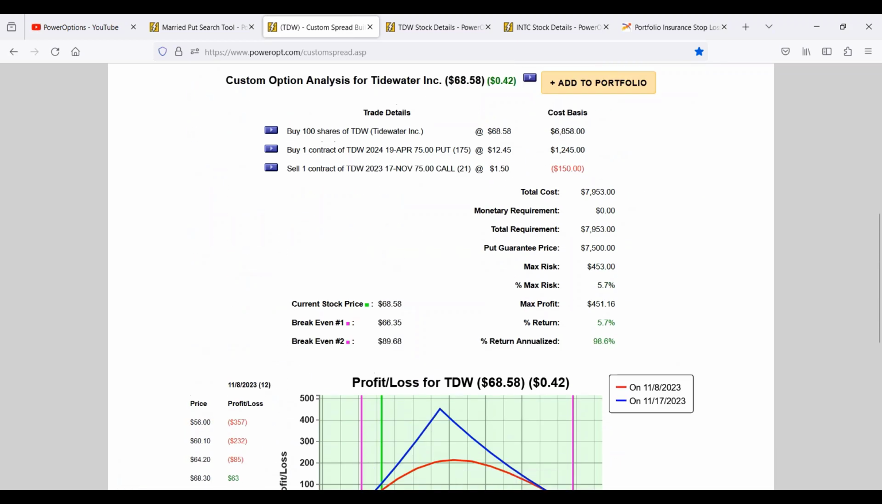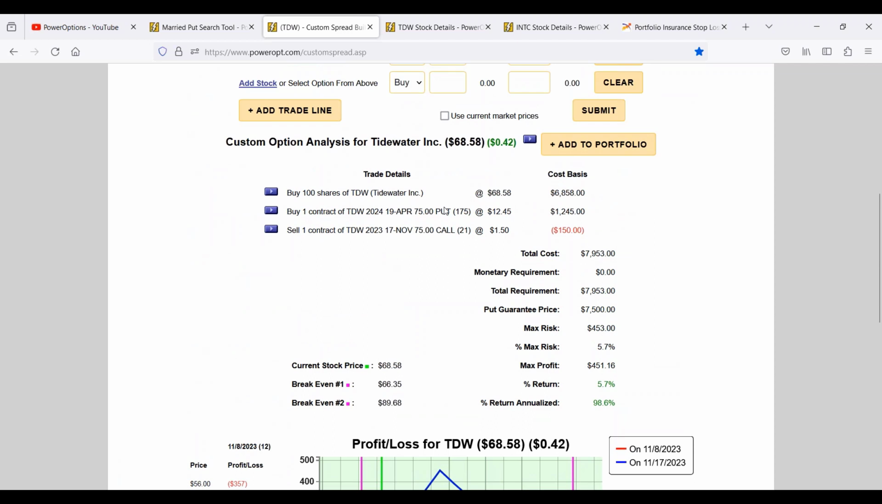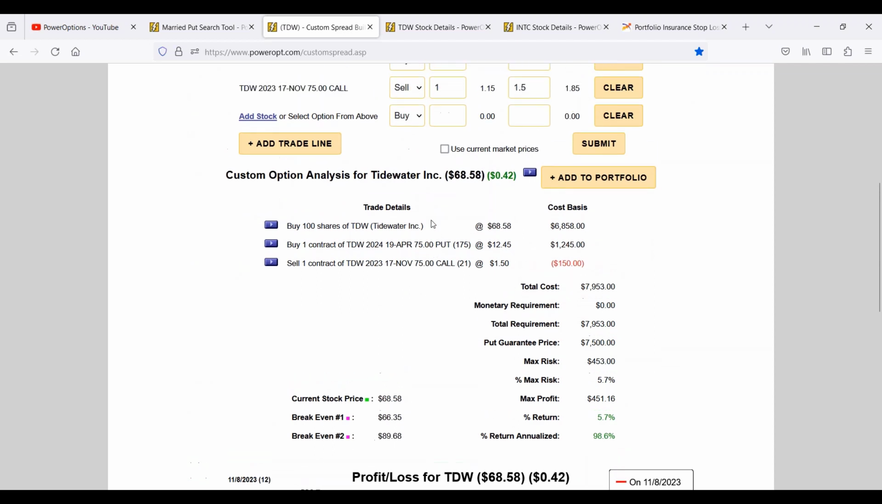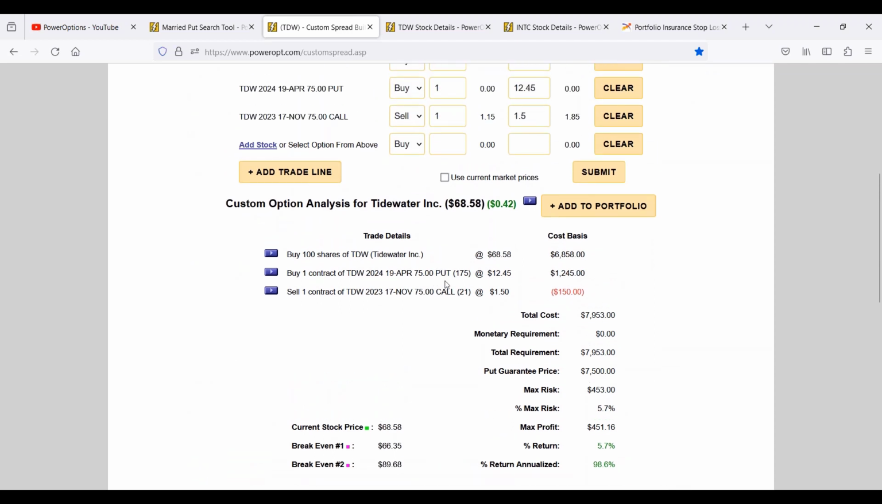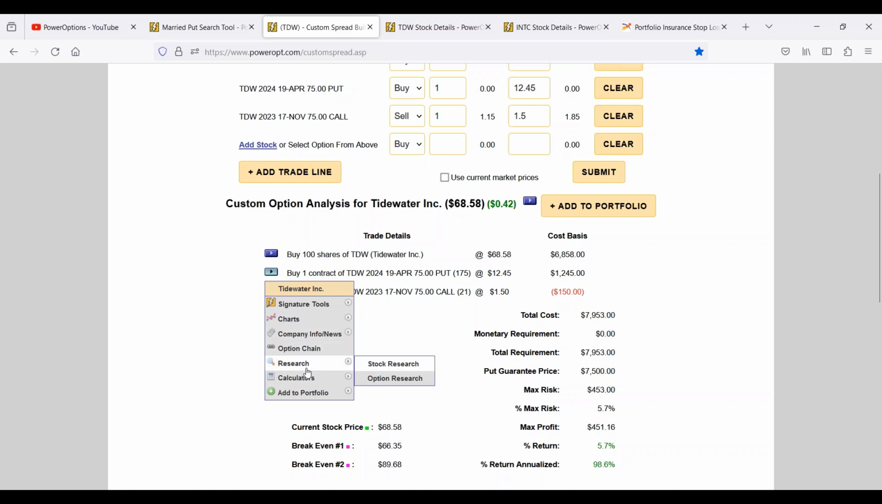And to see that, once I've entered a position into the custom spread, or I've linked to the profit and loss chart and added my call here to see the new dynamic from the married put search, I'll click the little blue button next to the put. We'll go to research and we'll go to option research. We saw we went to the stock research tool to check the earnings. We're going to go to the option research tool now as well.